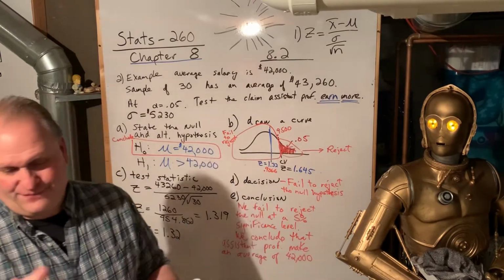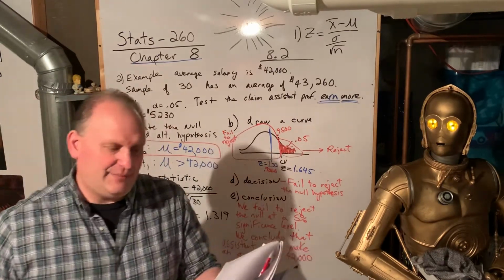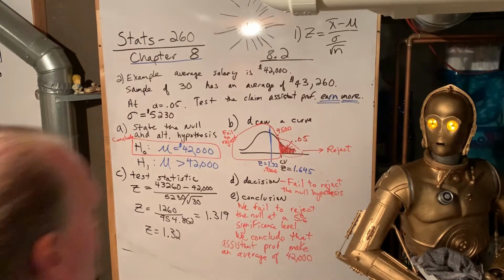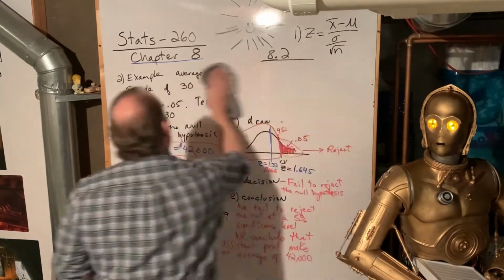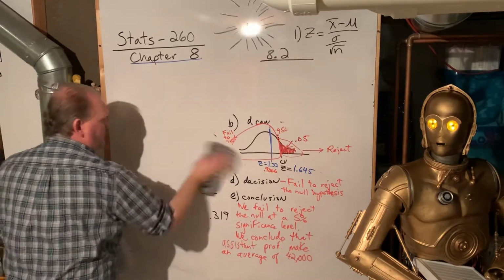One more problem, and then we'll talk about p-values. I just really talked a lot about p-values already. So let's look at the next problem, 42. So we're on to page 4.